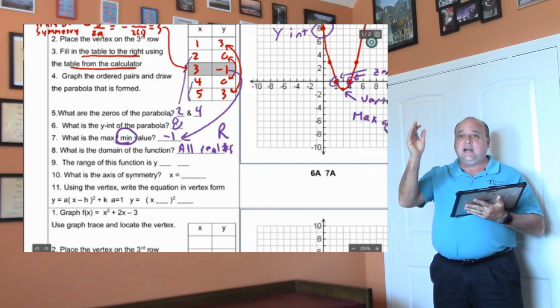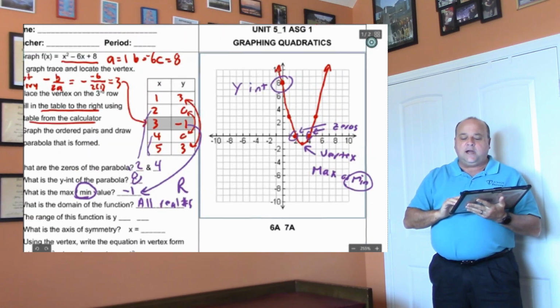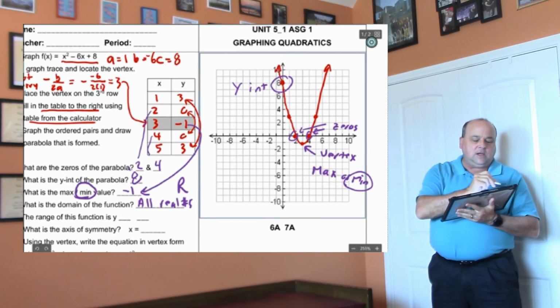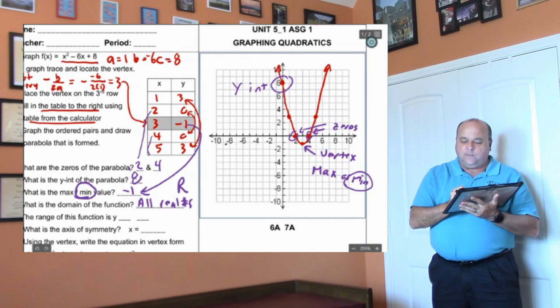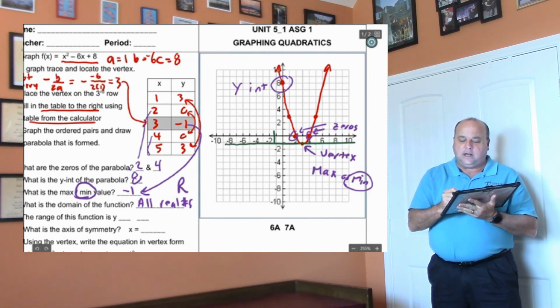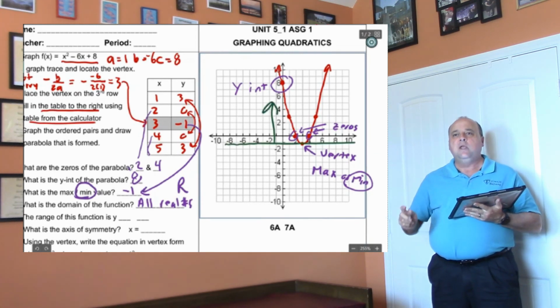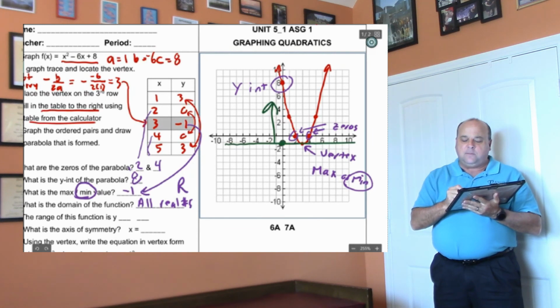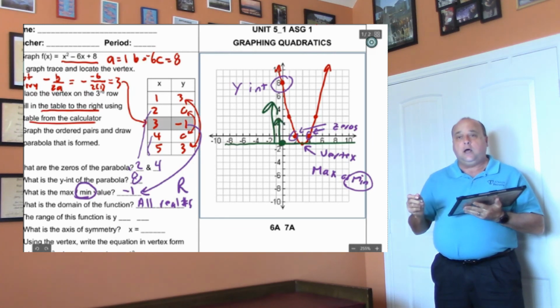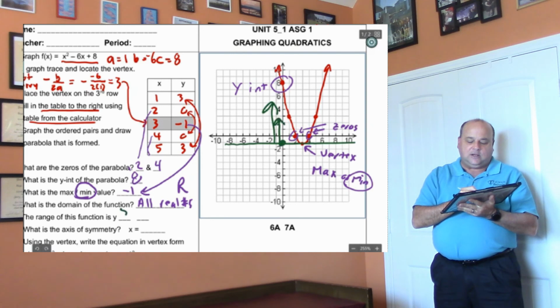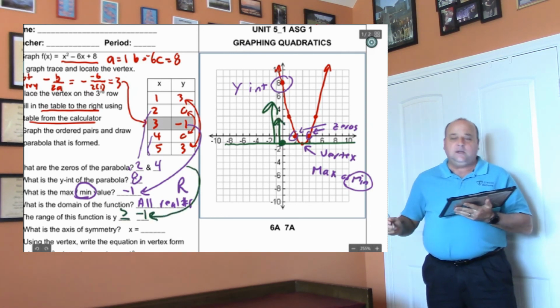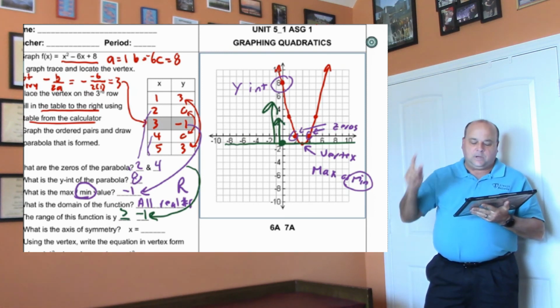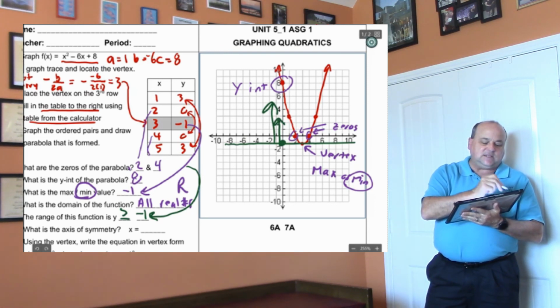The range is not going to be everything though. The range is the y, right? Look at this graph, and I'll do it in green. The graph goes from right here, doesn't it? And it goes up, doesn't it? So my range is going to be from -1 going up, right? How do you write that? It's y is greater than or equal to -1, and this number will always go to the range. Okay? The next one, the axis of symmetry.